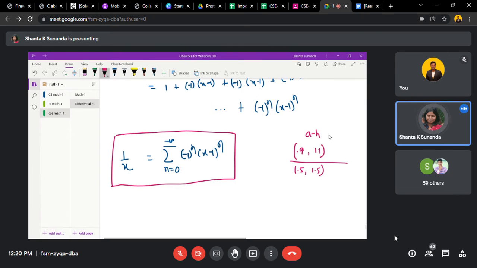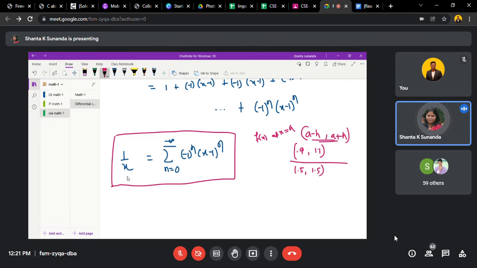When we are expanding f of x in a Taylor series at x equals a, normally we consider the interval like this, where h is a very small positive number. Here the function is very well defined. If you are expanding around 1, it's a well defined function.